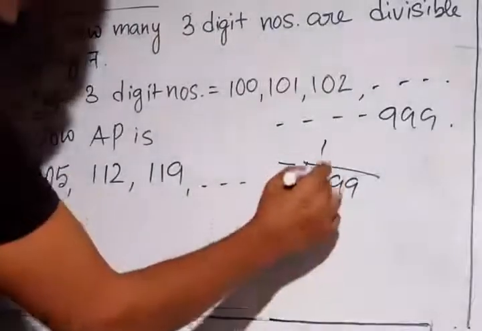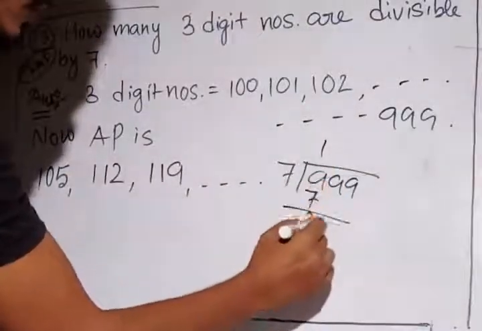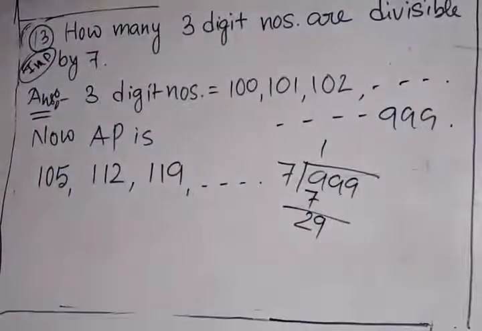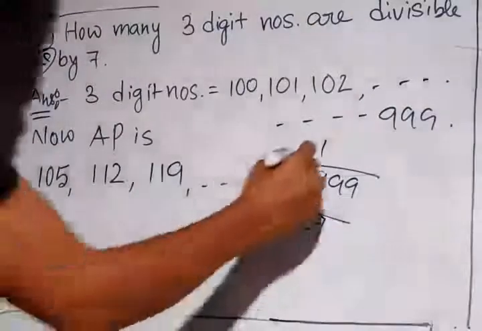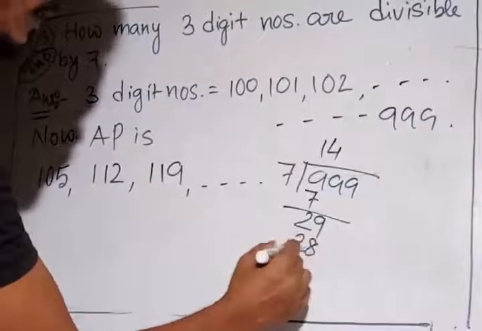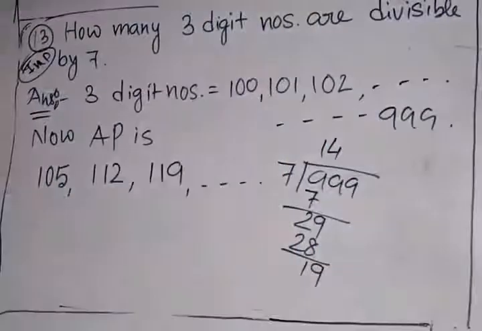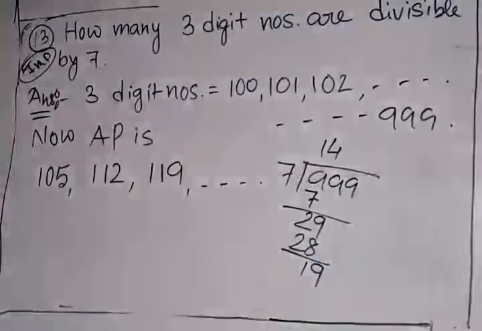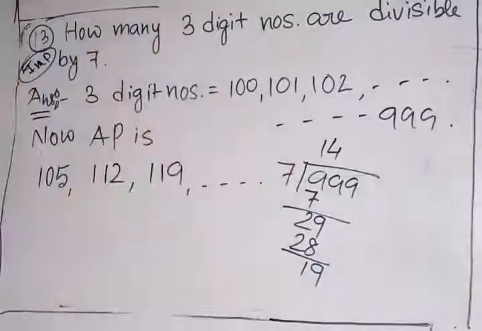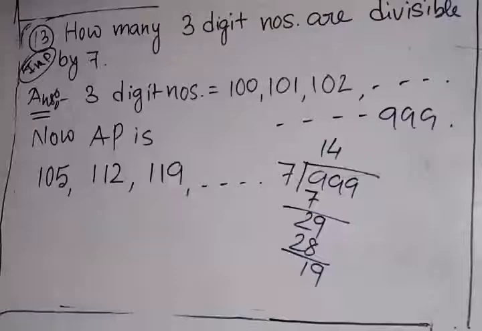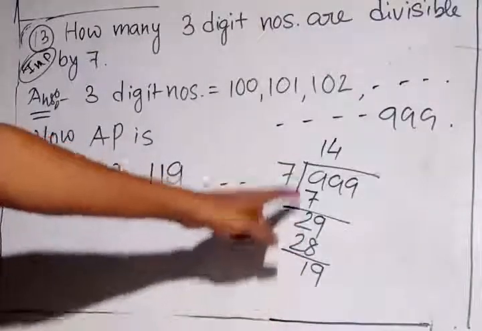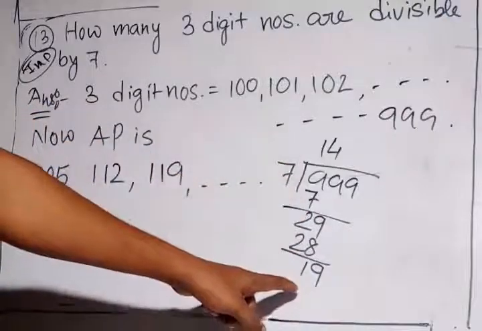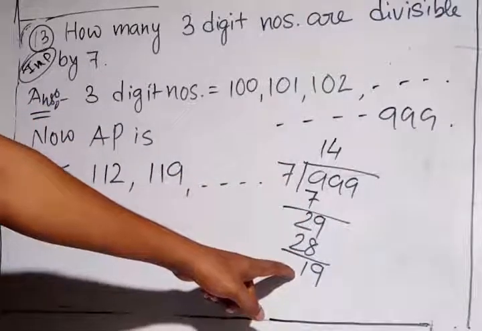7 1 is 7, 2 9, 29. 7 4 is 28, 1 9. Now you have to decrease the numbers. You can't go beyond this 19. This is the difference also, this 19. Now what you have to do? You see whether this 19 is divisible by 7 or not. 7 2 is 14, 7 3 is 21. This is not divisible by 7.